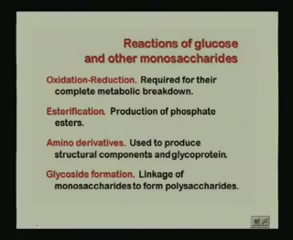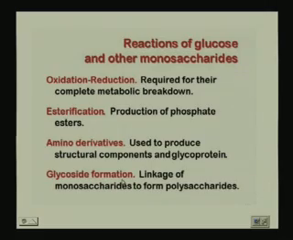So, we have our different reactions. One is oxidation reduction, which we will see later when we do bioenergetics and consider the metabolism of carbohydrates. We have esterification, which produces phosphate esters. We have amino derivatives, used to produce structural components and glycoproteins. These glycoproteins are those that have sugar linked to the protein, and we will see how they are linked. Then the most important thing for disaccharide or polysaccharide formation is glycosidic linkages. When we consider glycoside formation, we will understand what these linkages are.